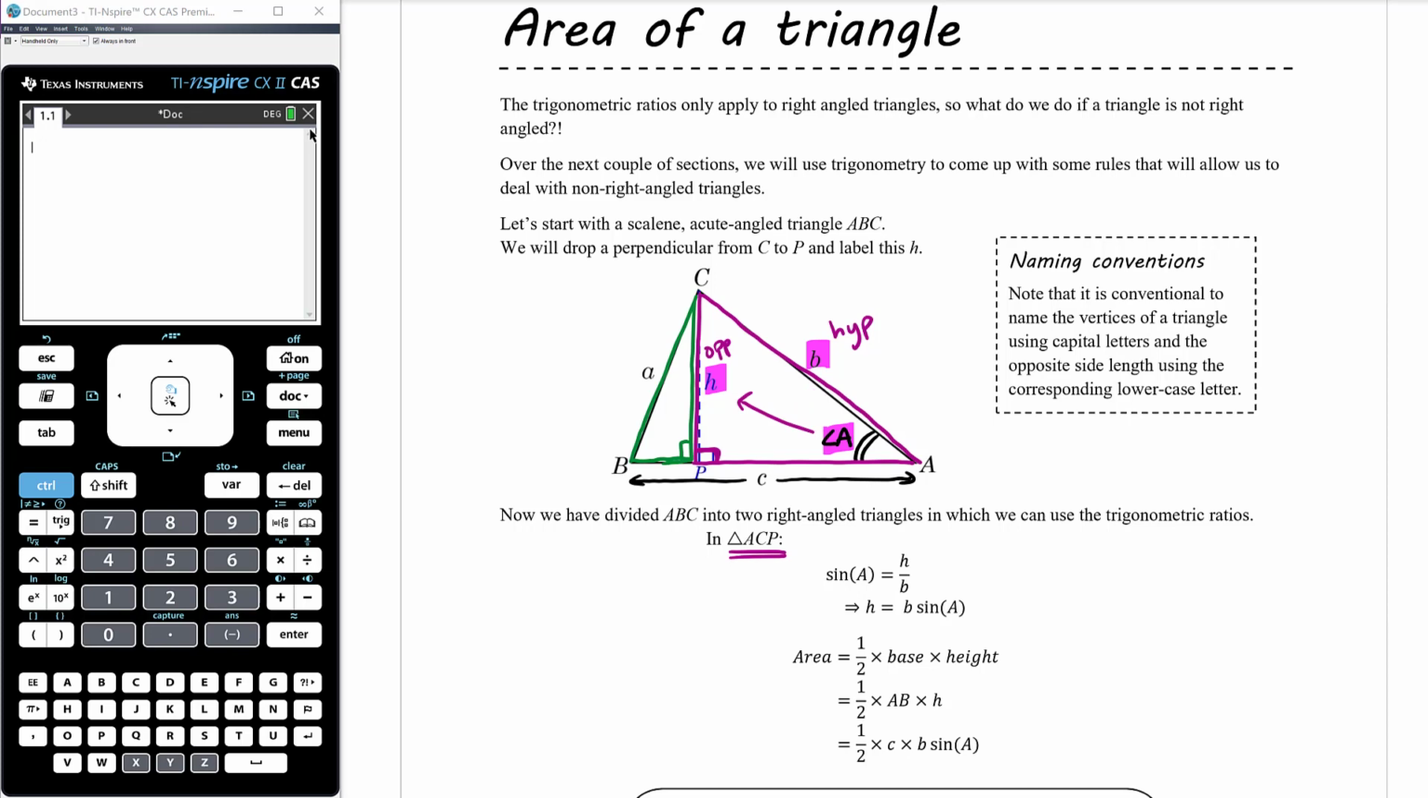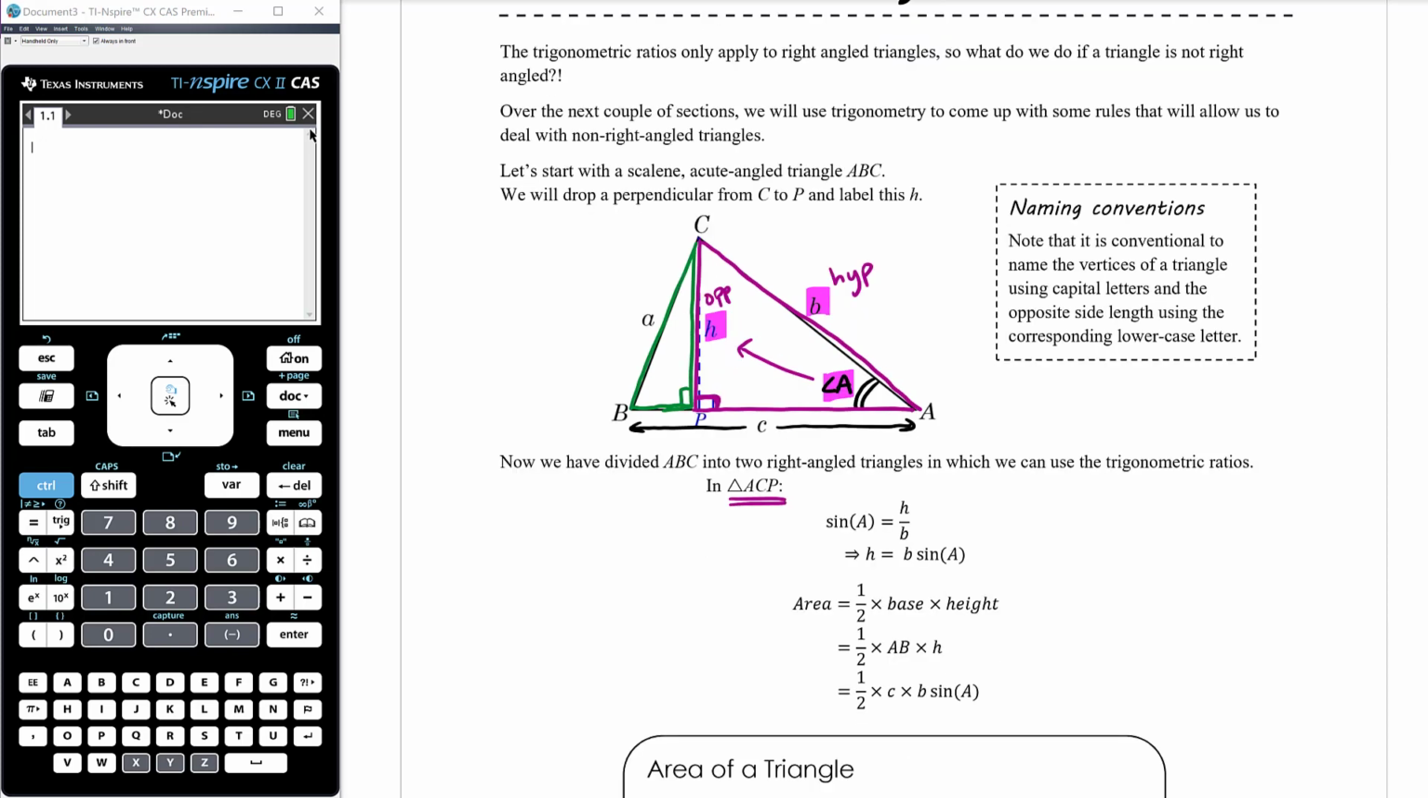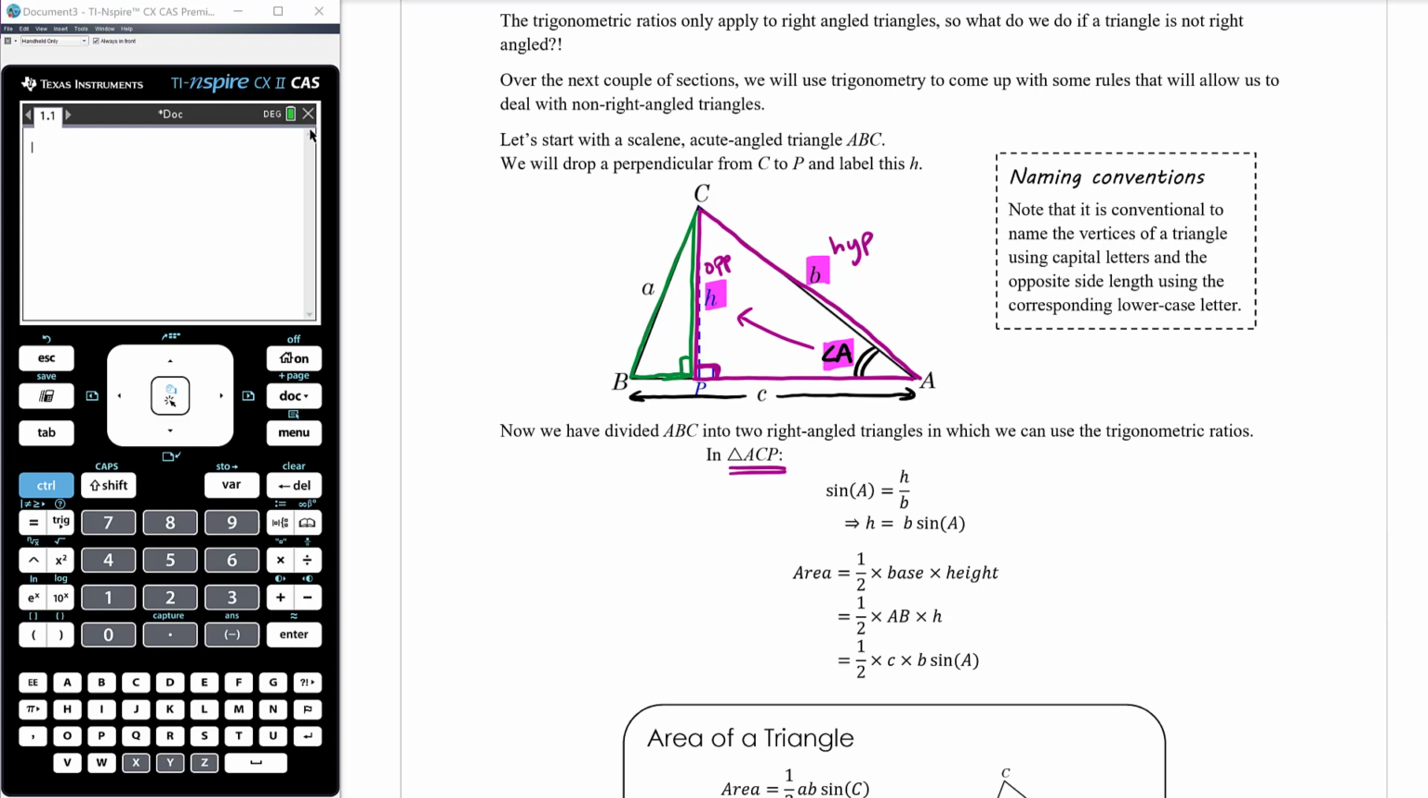Okay, and so we're going to use sine. So sine of A is H over B, and we can rearrange that by multiplying both sides by B to say that H has to be B times sine of A. So what we've now done, with simply splitting the triangle into two right-angled triangles and using some right-angled triangle trig, is we now have an expression for the height. It's B times sine of A.